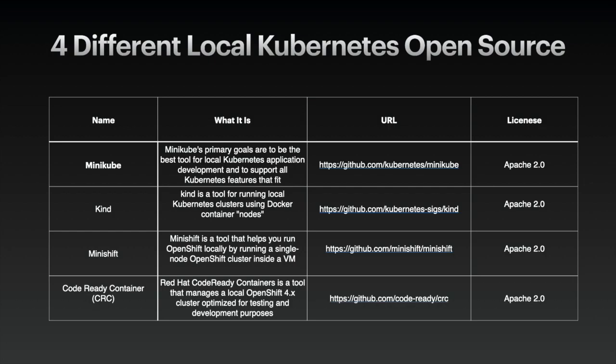a local environment, and they are all based on the open source Apache 2 license. You're going to see Minikube, which is the most well-known and famous one. Its primary goal is to be the best tool for local Kubernetes application development and to support all Kubernetes features that fit. And you're going to see Kind, which is a tool for running local Kubernetes clusters using Docker container nodes, and Minishift. Minishift is provided by Red Hat. It's a tool that helps you learn OpenShift locally by running a single node OpenShift cluster inside a VM. This is very similar to the Kubernetes container. The only thing really different between Minishift and the Kubernetes container is that the Kubernetes container is the one that offers OpenShift 4, which is the latest version as of now, while Minishift is still OpenShift 3.